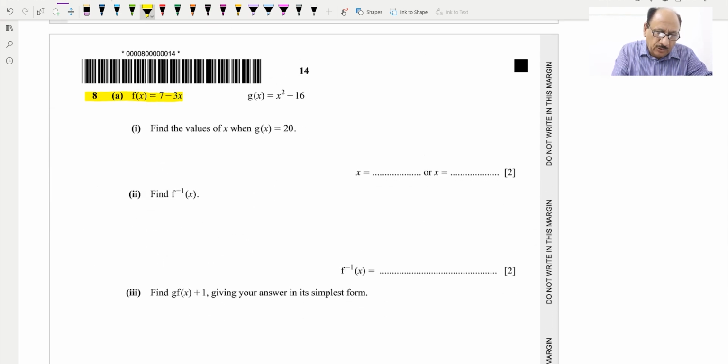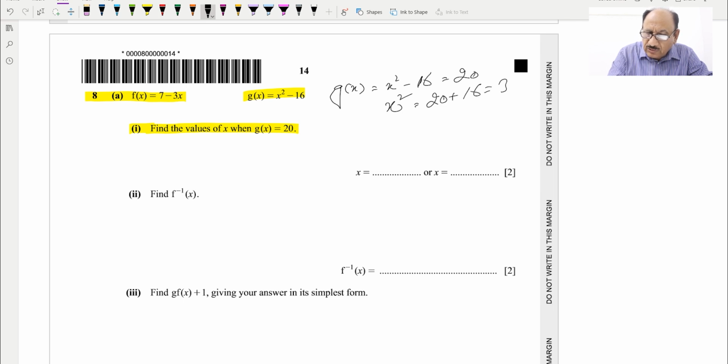Question number 8a part, f of x is equal to 7 minus 3x and g of x is also given. Find the value of x when g of x is equal to 20. So g of x is equal to 20. We will replace g of x, which is given x square minus 16. We will put equal to 20, and this will be x square is equal to 20 plus 16, which is 36. So x is equal to plus minus 6. So our answer will be plus 6 and minus 6. This will be answer for 2 marks.